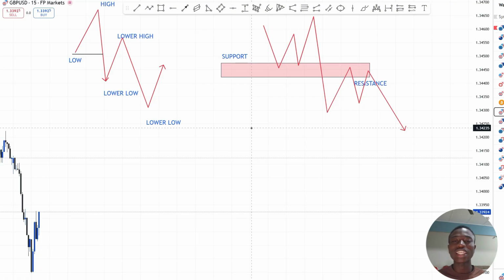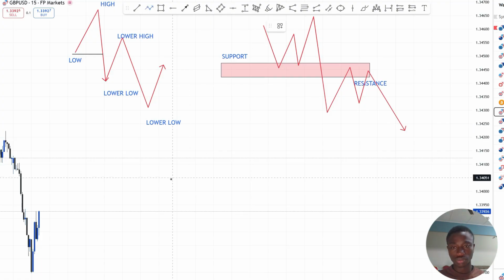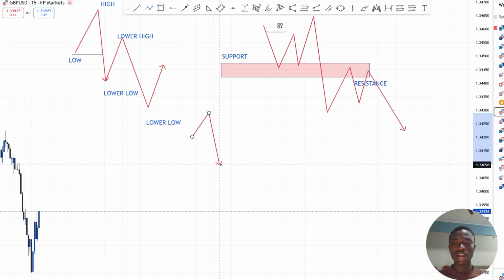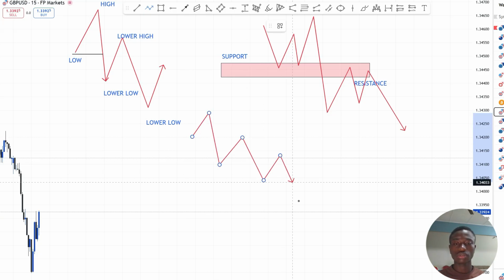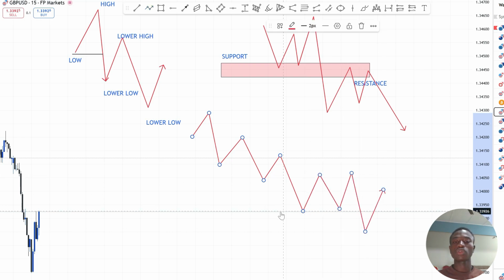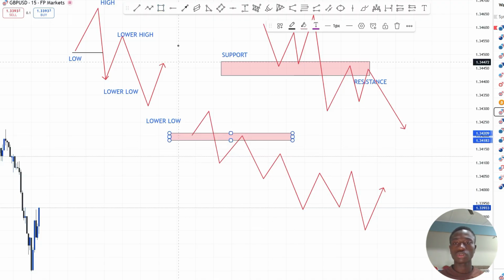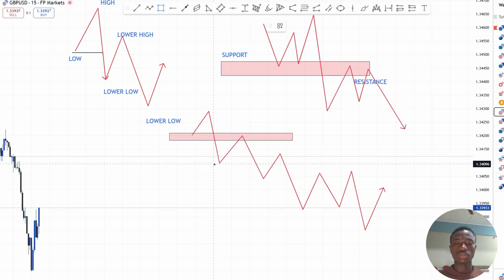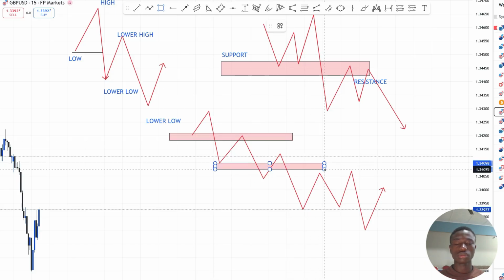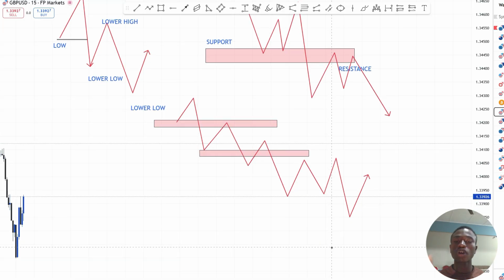Then after identifying the structure, you would move on to identifying support turned resistance levels. So for instance, let's say you're having a market structure of this sort. Now after identifying breaks of structure to the downside, you would have to identify the support levels. You would have to identify the support levels.